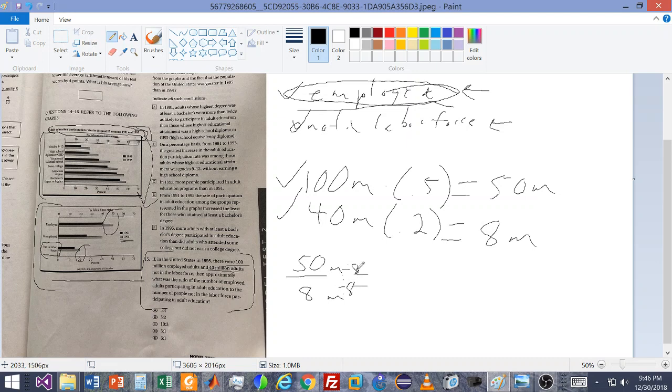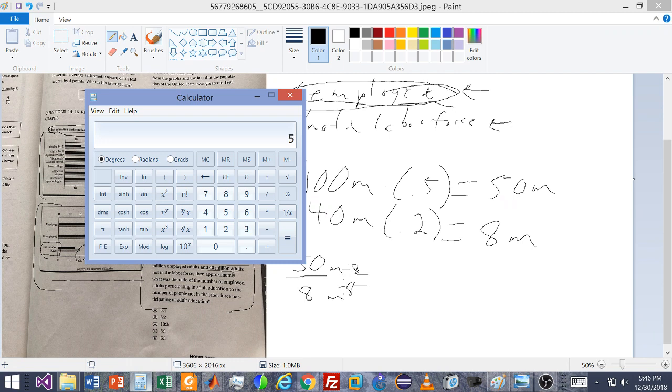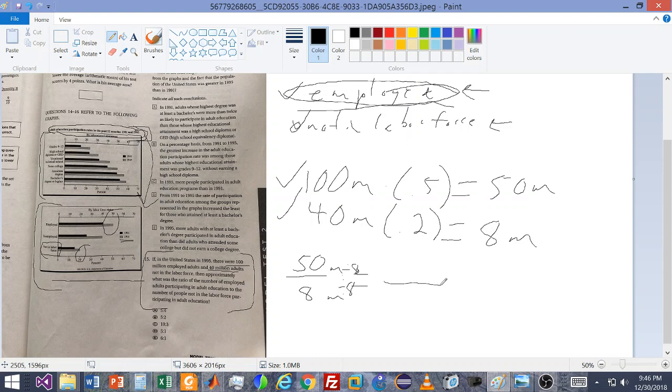So 50 divided by 8 is just 6.25. And 8 here, clearly, divided by 8 is just 1. So your final ratio of employed participating in education to not in labor force participating in education is 6.25 to 1, which is closest to answer E down here. So that one's actually simple. I think what misled me was I presumed this was a separate graph.